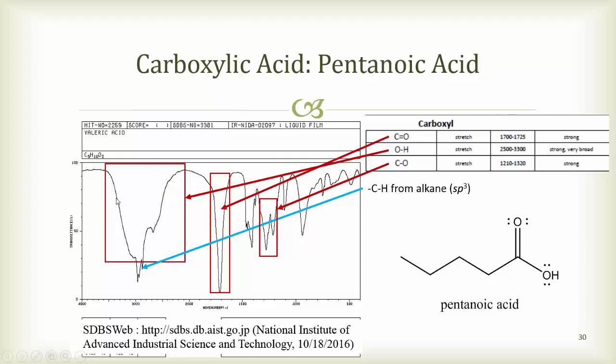It usually goes from about 3,300 wave numbers all the way to 2,500 wave numbers. So it's really broad, and it typically falls right on top of your carbon-hydrogen stretches. So you may not even see them popping out here at the end. In this particular case, I do. I still see those carbon-hydrogen sp3 stretches popping out down here. But you may not be able to see them at all because this peak will be on top of them. Just something to be aware of.